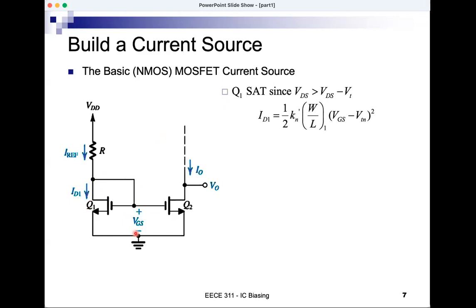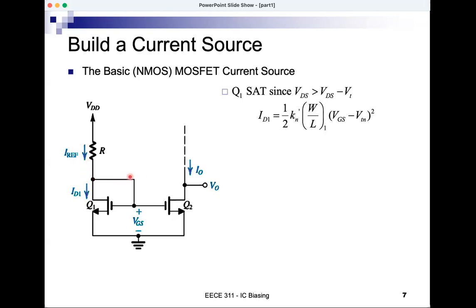So we can use the equation of ID1 in SAT. ID1 will be half K prime W over L1, VGS minus VTN squared. So this is ID1. Now, what is IREF?